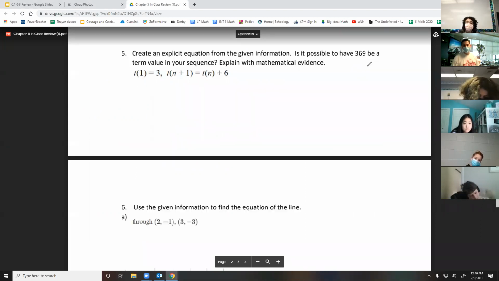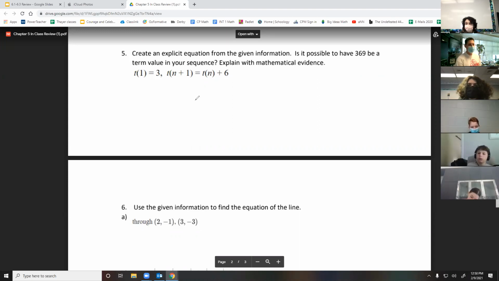It's all good. All right, in number 5, our mission is to create an explicit equation based on the information we have. It looks like we have the information for a recursive equation, and we got to get the explicit stuff from this. All right, so what we want to first identify is that this is an arithmetic sequence. How do I know that? Because I see a common difference right there of plus 6. So I know d equals 6. And my mission is to write an explicit equation, right?